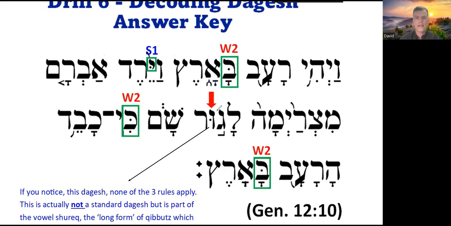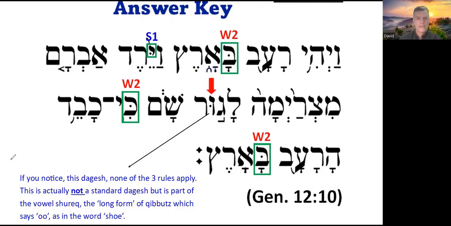So notice I've got a line down here from the shurek pointing to some blue notations. And so it says, if you notice, this dagesh, none of the 3 rules apply. Now, I haven't had the time to read the rules, but if I took time to read the rules, none of the rules apply. You should have a copy of the rules, by the way, in your 3-ring binder, and whenever we do this assignment, just simply take it out. If you ever lose it, just download another one. I'll always have the link beneath the video.